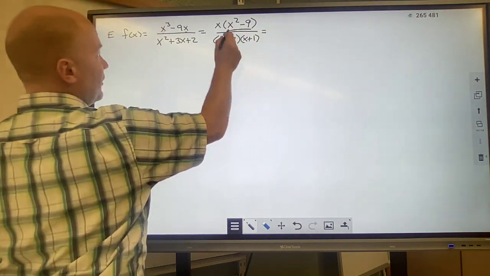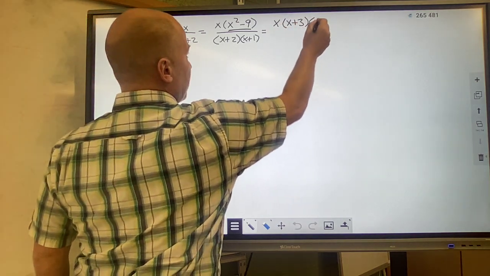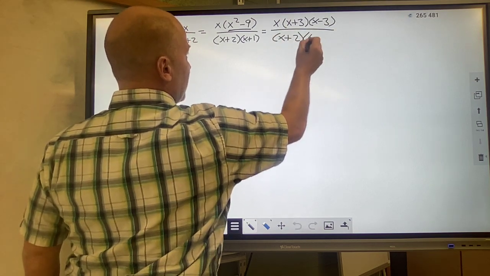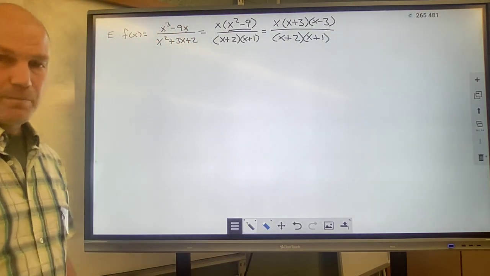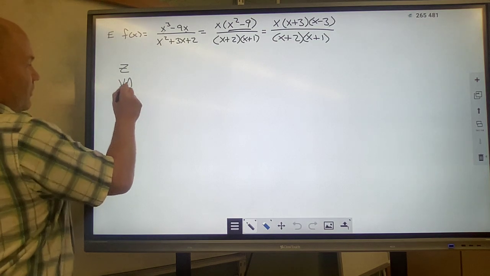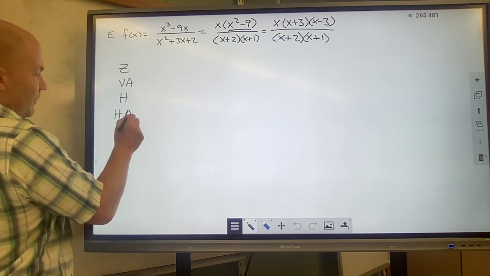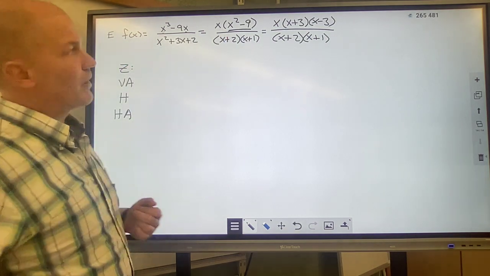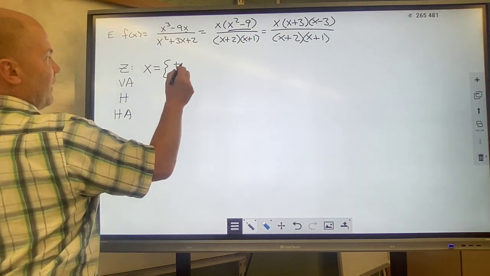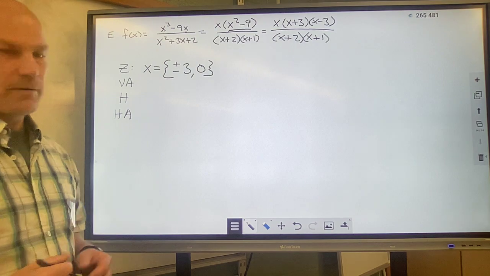And then I can continue to factor that portion of the numerator to be x plus 3 and x minus 3. And then I have my x plus 2 and x plus 1. All right, so now I'm going to make my list of my zeros, my vertical asymptotes, my holes, and my horizontal asymptote. So my zeros, where the numerator equals 0, so I have x equals plus and minus 3 and 0. So I got 3 zeros there.